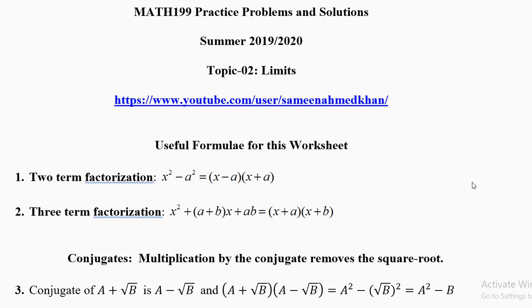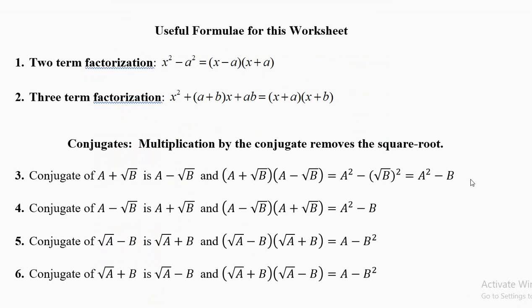Now we'll be needing a few results from algebra. The first thing is the two-term factorization, which you have seen in your previous chapter. x square minus a square is x minus a into x plus a. Here you have two terms. In the second case you have three terms. a plus b times x is the extra term, which is the cross term. x square plus (a plus b) x plus ab is equal to x plus a into x plus b.